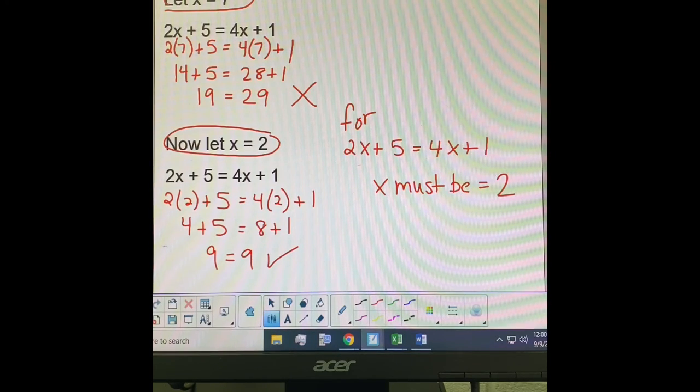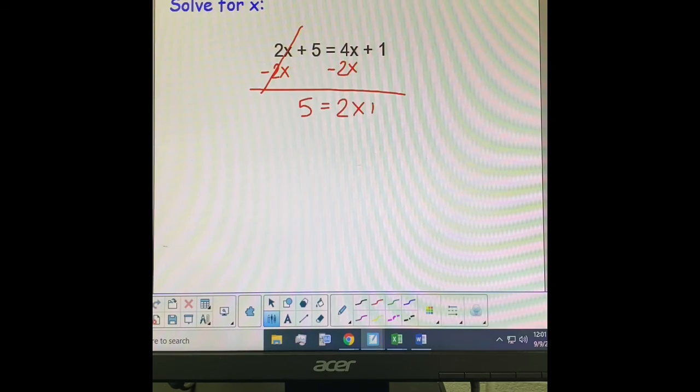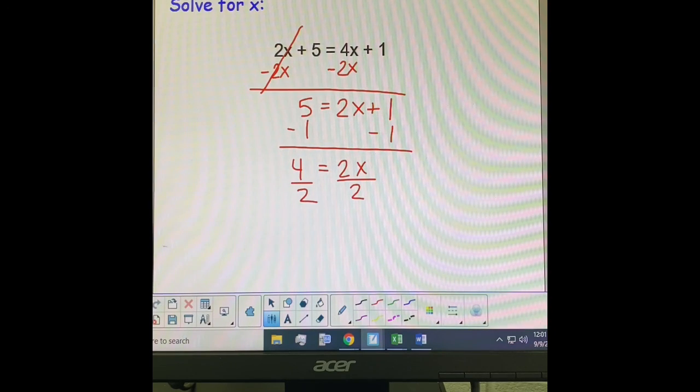Let's see if we can solve this algebraically. Here we have a variable on either side of the equation, so you cannot combine like terms. You have to do the opposite operation. Subtract 2x from both sides, and then subtract 1 from both sides to isolate the variable. And here we go. We get x equals 2 again.